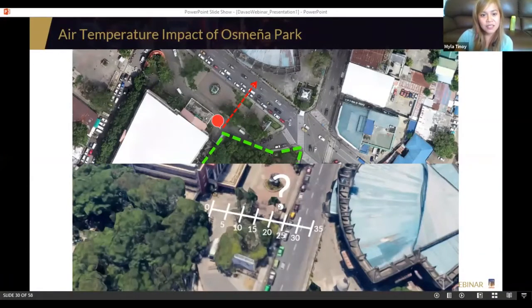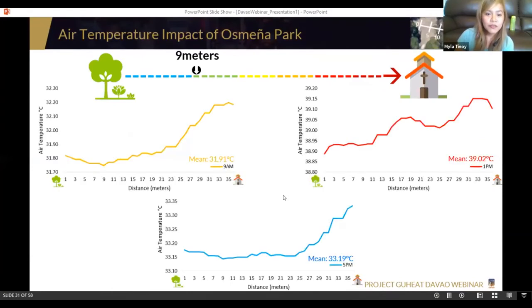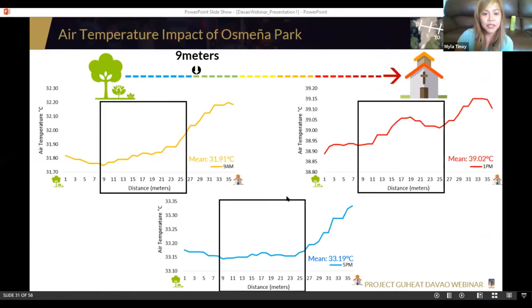The answer is 9 meters. We observed that the cooling effect of Osmeña Park started to decrease at 9 meters. Also, its cooling impact was no longer felt at 25 meters. Meanwhile, the cooling effect was more evident at 5 p.m. and is expected to continue until nighttime.